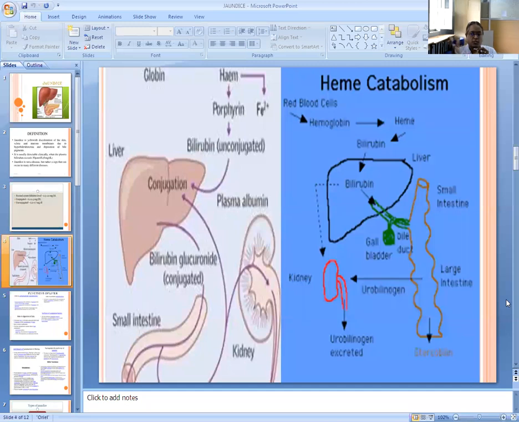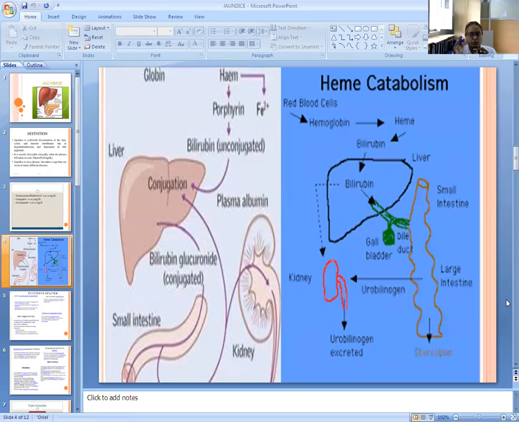This urobilinogen is reabsorbed into the blood across the intestinal wall, and then it is carried to the kidney, filtered via the kidney and excreted in the urine. This urobilinogen gives your urine a slight yellow color.